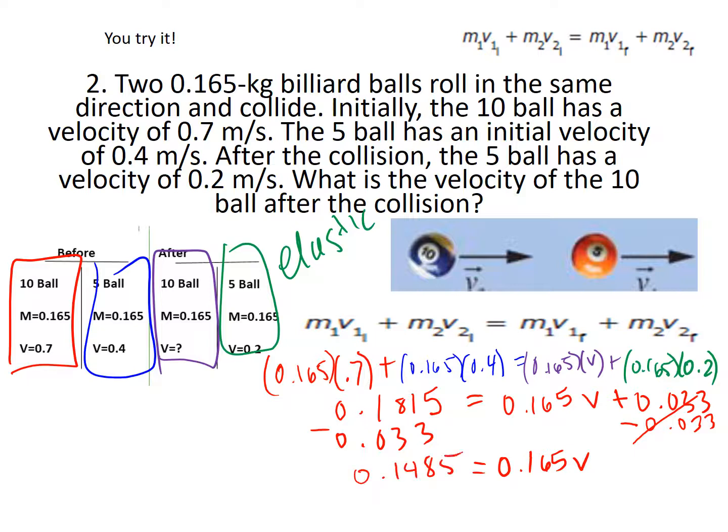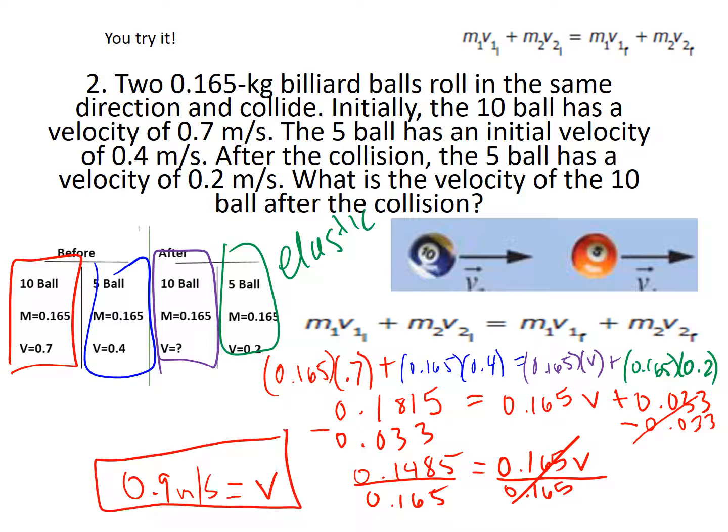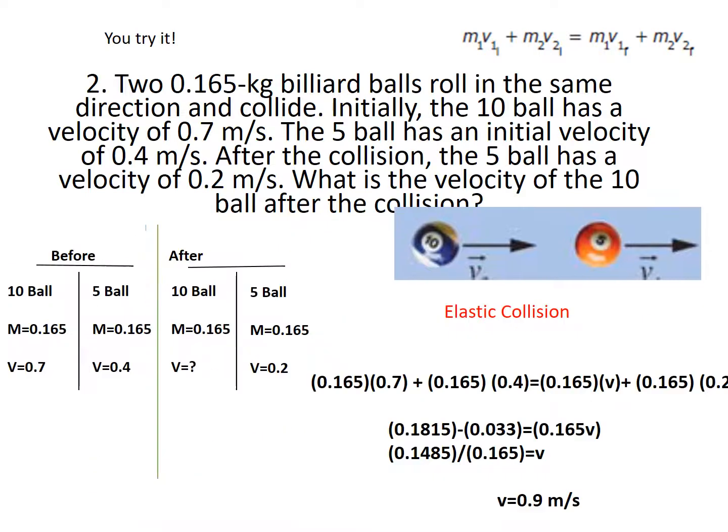0.1485. And now I want v by itself, so they're multiplied right now. I divide by that number on both sides, so that gets rid of that, and I divide this by 0.165, and I get v is equal to 0.9 meters per second. So that is my final velocity for the 10 ball. So we see that we got that correct.